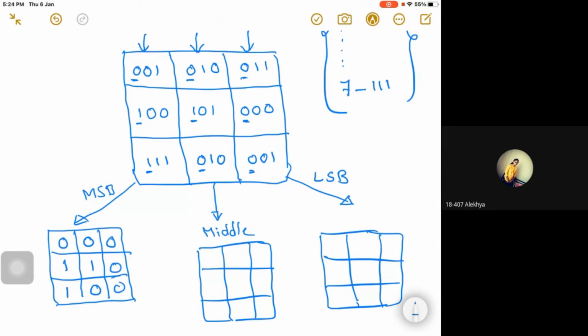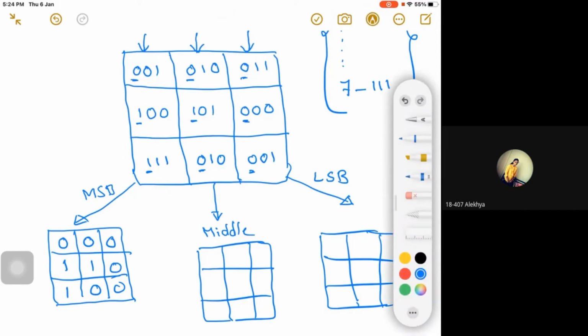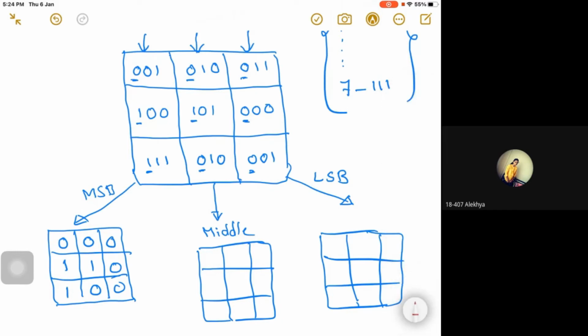Then coming to LSB, we'll go to the middle later. So what are the LSB bits? Let me take a different color so that it will be very clear and visible for you. Can you tell me what are the LSB bits? For the first column, 1, 0, 1. LSB means rightmost, so we have to write here 1, 0, 1.